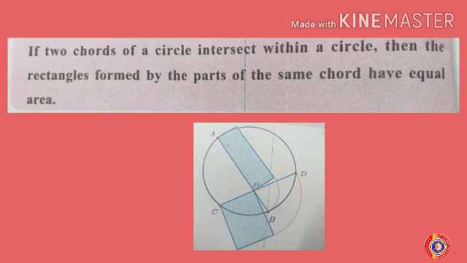Next, if two chords of a circle intersect within a circle, then the rectangle formed by the parts of the same chord has equal area. Here, AB and CD are the two chords. They intersect at a point P. The rectangle formed on the part PA and the rectangle formed on the part PC have equal area. The rectangles formed on both the parts have the same area. Okay.